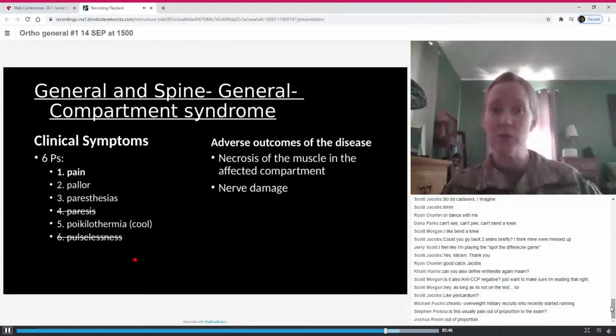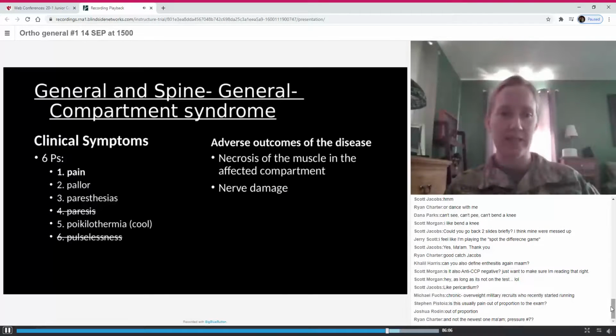Okay, so your 6 P's, pain matters. Don't wait for paresis and pulselessness. That's bad. So what's going on in terms of pathophysiology? Necrosis of that muscle within that compartment or nerve damage, depending on whether we're changing the blood supply on that first bullet or the nerve on that second one.